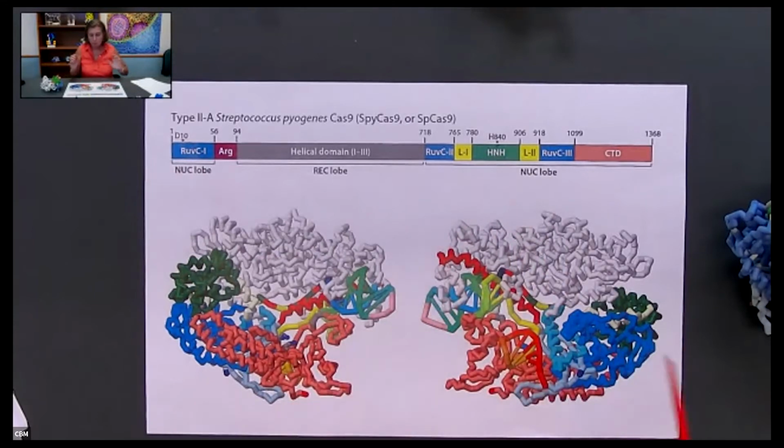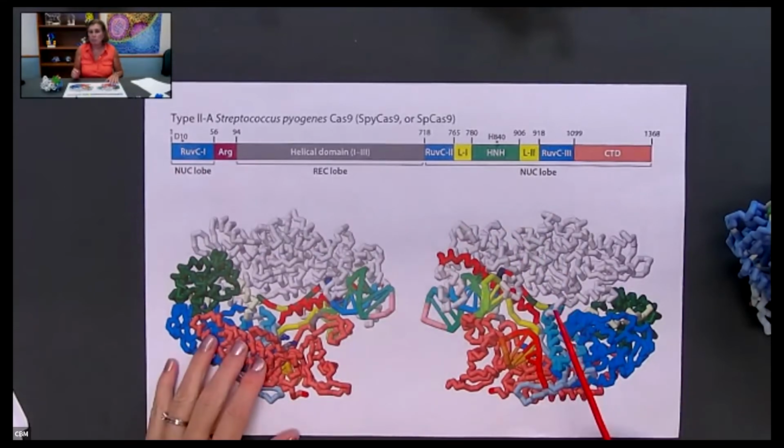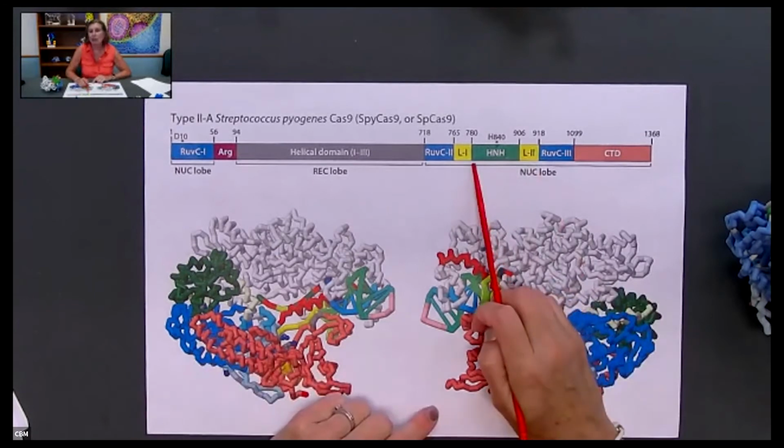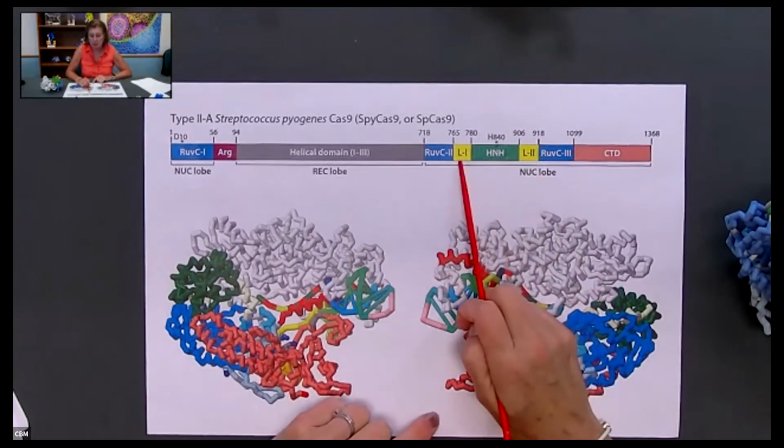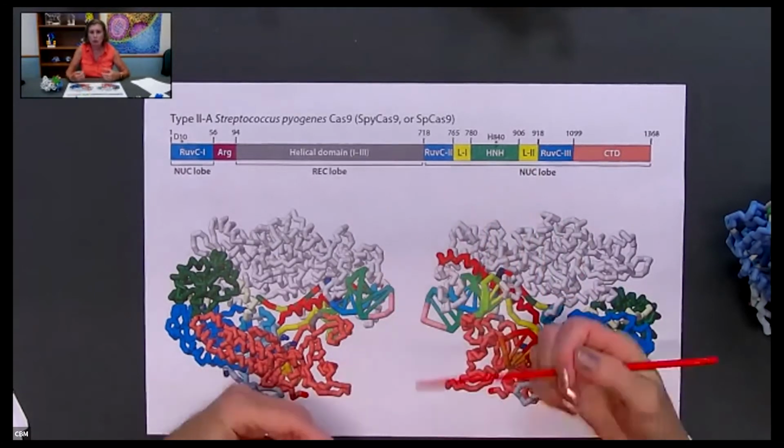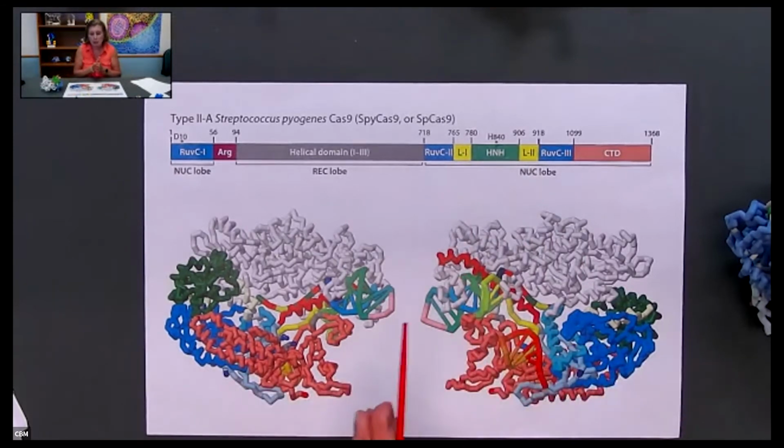And Diane, yeah. What did you say the yellow was? So the yellows are linkers. They're not that important, but they are just there as kind of disordered pieces that don't have a functional reason except that they connect domains.